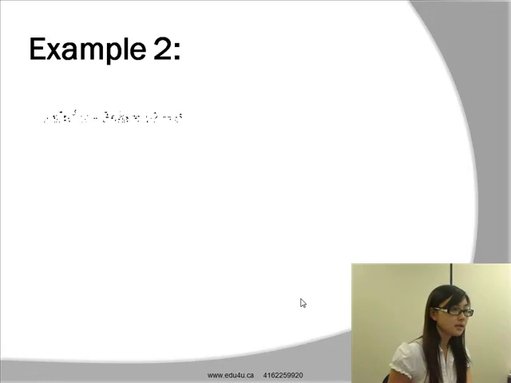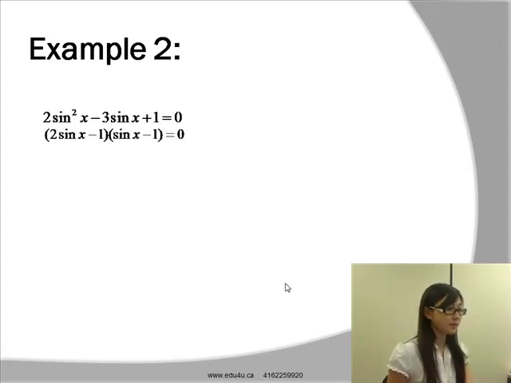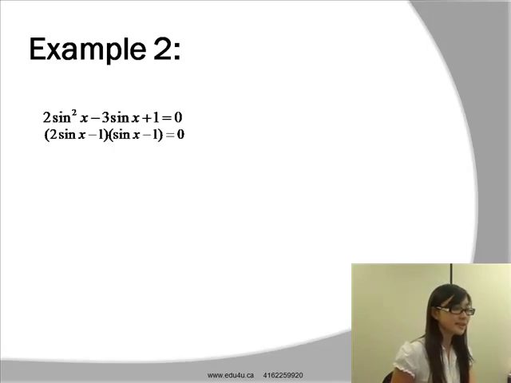Now let's take a look at Example 2 from the learning resources. We have 2 sine squared x minus 3 sine x plus 1 equals 0. We're asked to solve for x. So in this question, it's already stated in quadratic form. So now we have to write it in factor form. We have (2 sine x minus 1) times (sine x minus 1) equals 0. Sine x can be 1 over 2 or sine x can be 1.